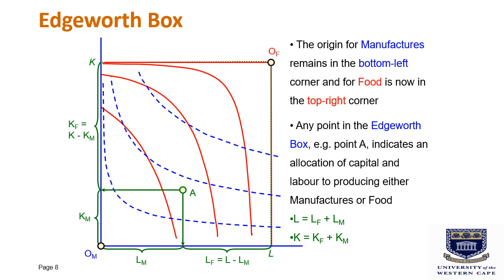Similarly, in terms of capital at point A, the amount of capital that they use in the manufacturing sector is Km. Therefore, automatically, the amount of capital used in the food industry would be the total amount of capital available in the market, represented by K, minus Km, which is the amount of capital used in the manufacturing industry. And we will call this Kf. So remember, the total labor used in the food industry and the labor used in the manufacturing industry will add up to the total labor available in this country. And the same thing applies in terms of capital.